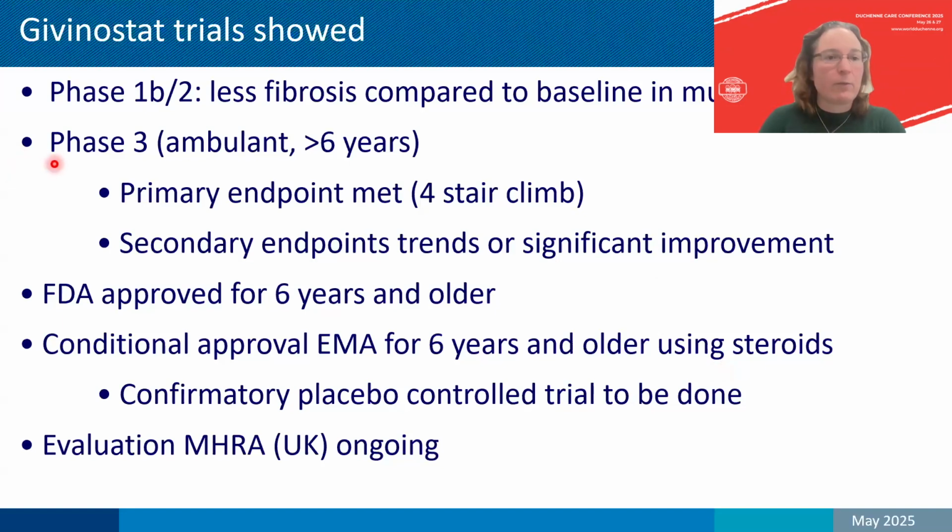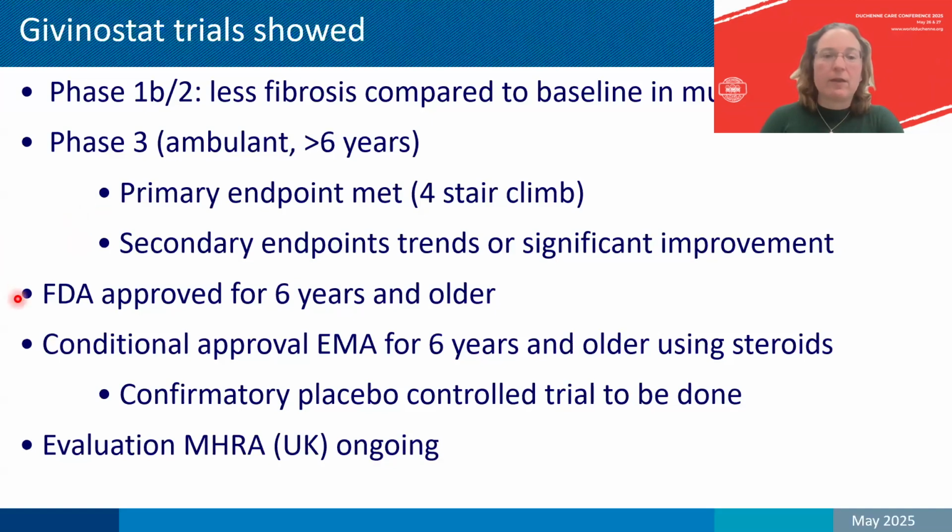And then a larger study was done, placebo-controlled, in ambulant patients over 6 years of age. And there the primary endpoint was met. So patients who were treated managed to climb 4 stairs quicker than patients who were in the placebo group. And also secondary endpoints improved. And then you can think about other functional tests such as North Star, but also MRI showed a reduction of fat infiltration in the treated patients compared to placebo. So this all fits with what you would expect from this approach in theory.